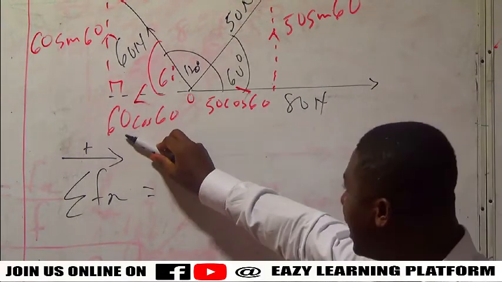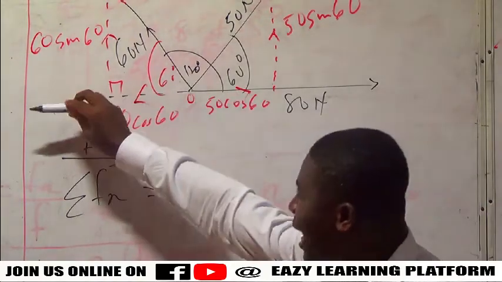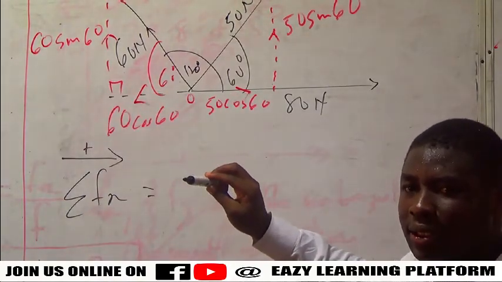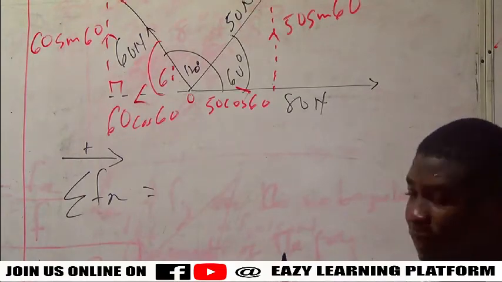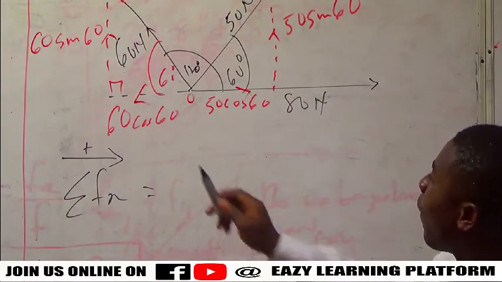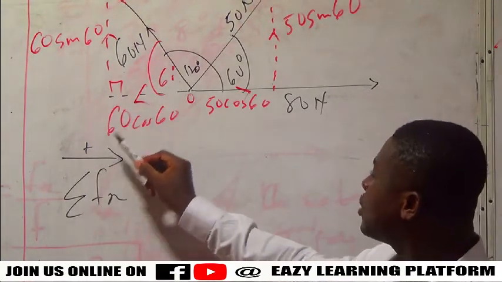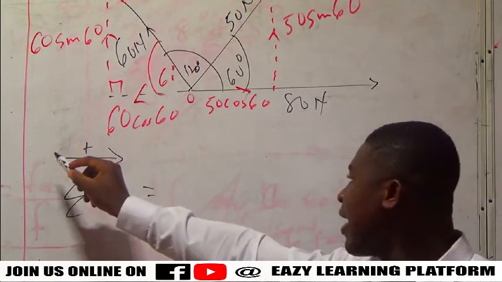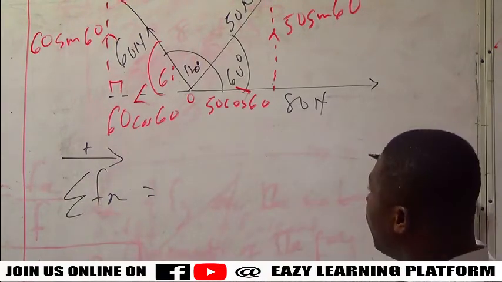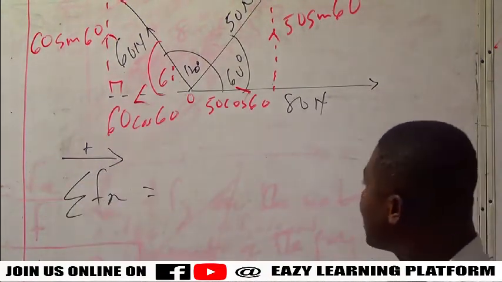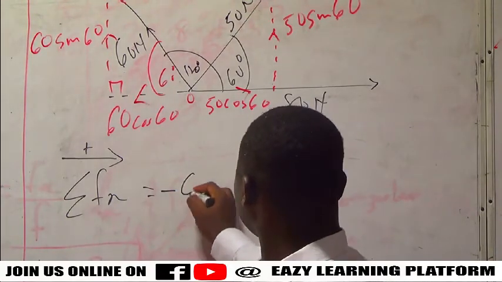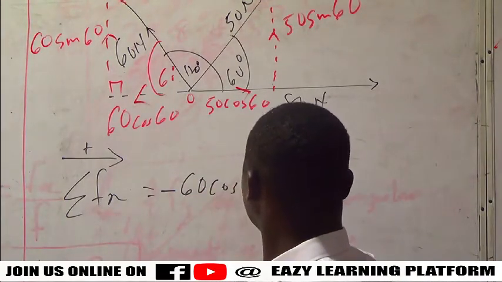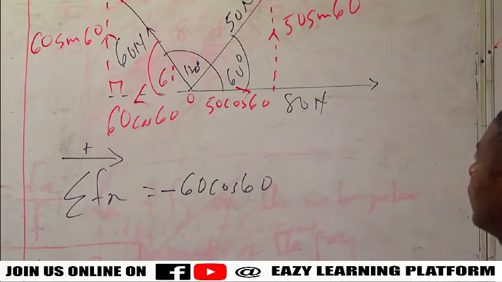We have 60 cos 60. It's in the X, yeah, it's in the X. Is it positive or negative? It's negative. Why? It's opposite to this direction. This direction is moving this way and it's also moving that way. So it's negative. So I have negative 60 cos 60. Are you with me?